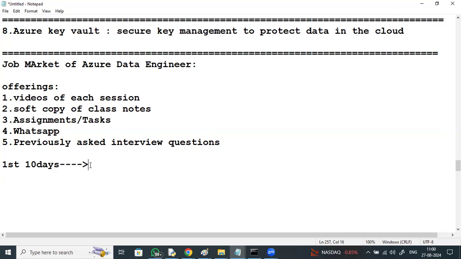The class will start at 10 a.m. Later, after 10 days, after 2 weeks, it will start at 9 a.m., from 9 to 10. So I'm making the timings clear: the first 1 week to 10 days will be at 10 a.m., 10 to 11. Later it will be from 9 to 10.